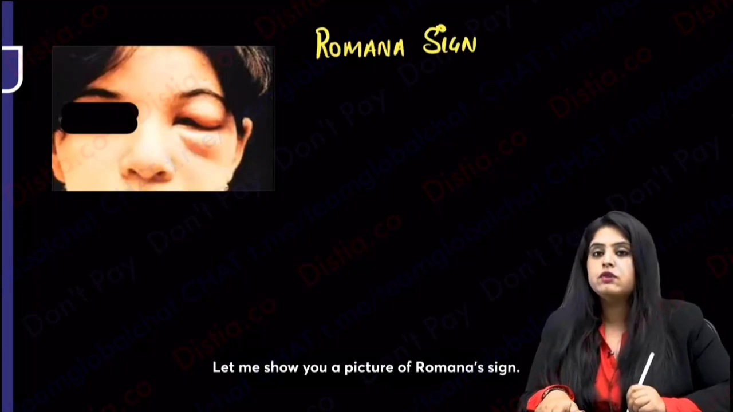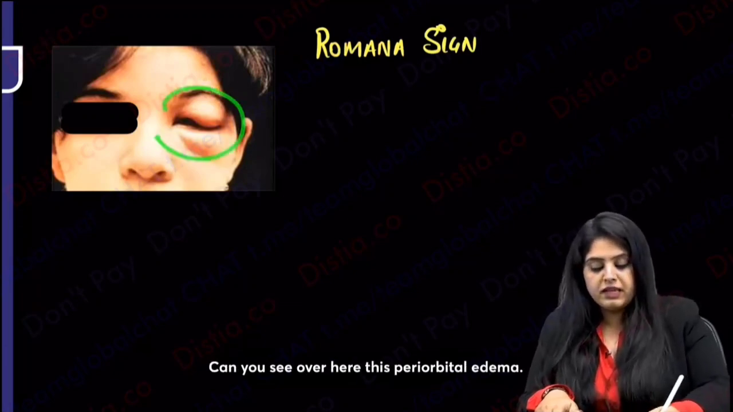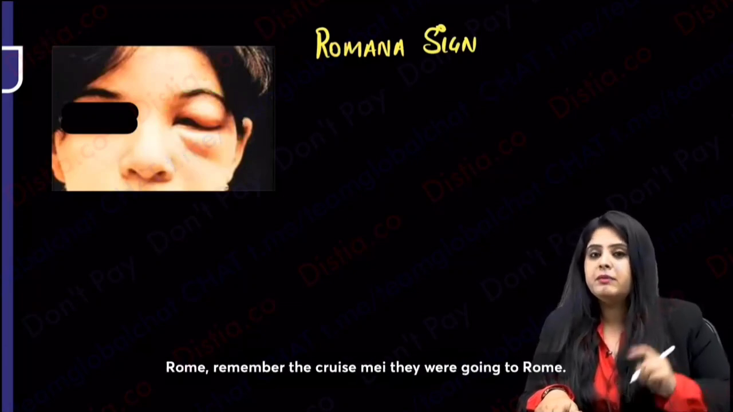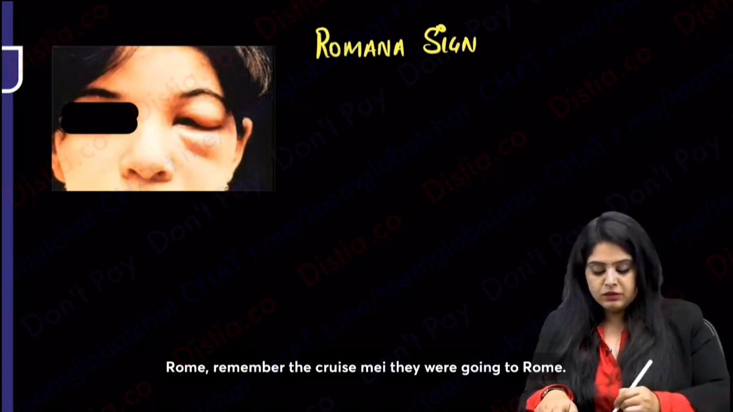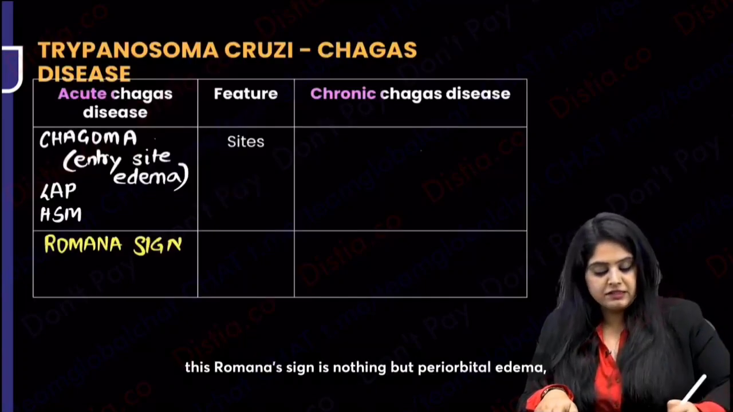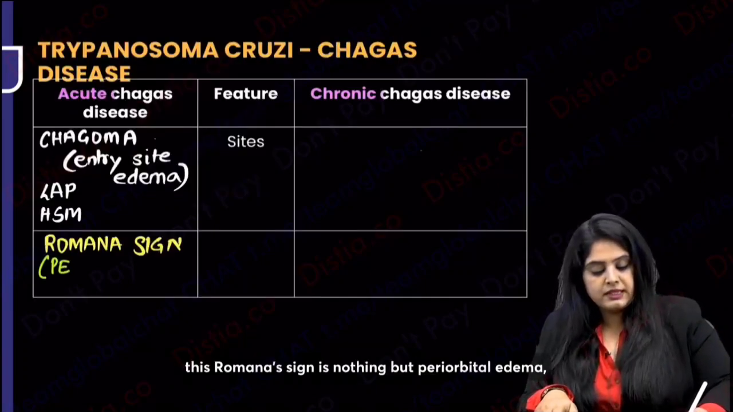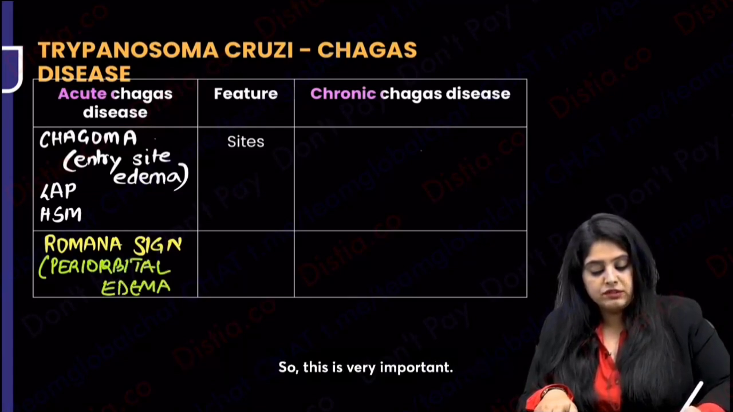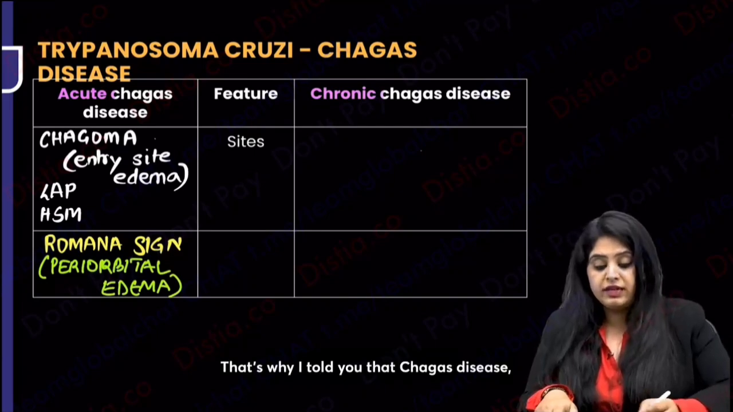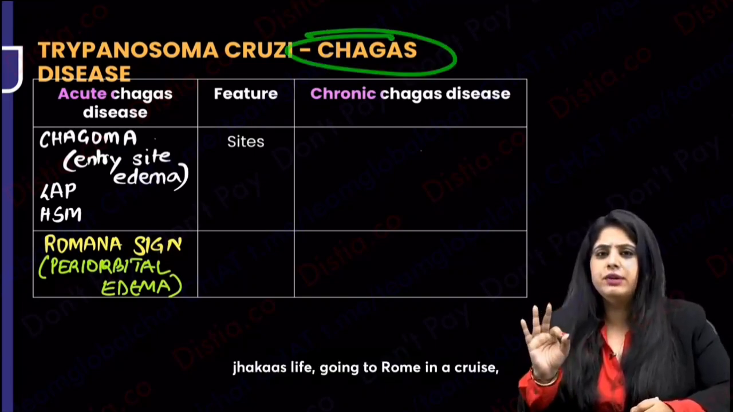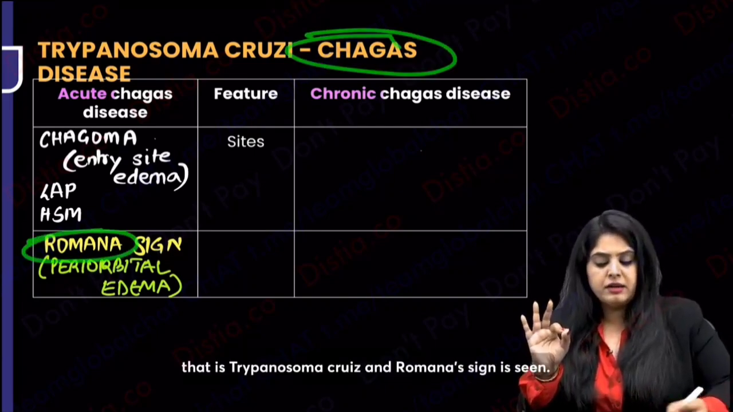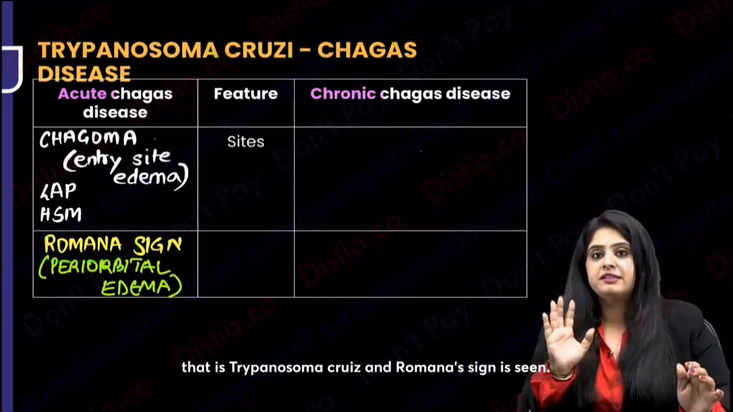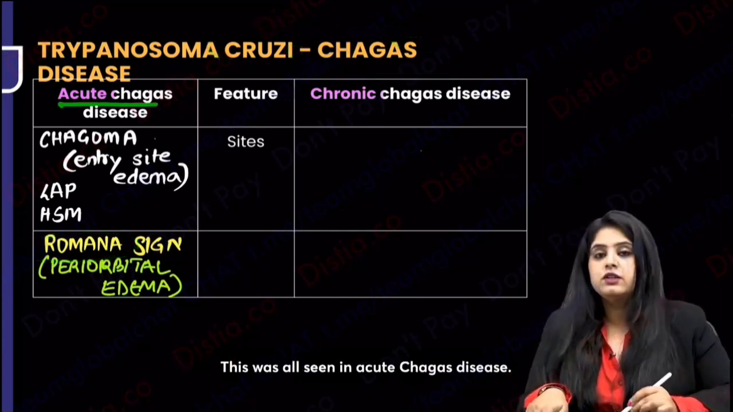Let me show you a picture of Romana sign. Can you see over here this periorbital edema? Rome. Remember the cruise, they were going to Rome. So please remember, this Romana sign is nothing but periorbital edema that you have to know. Periorbital edema. So this is very important. That's why I told you Chagas disease, Jhaka's life, going to Rome on a cruise, that is Trypanosoma cruzi, and Romana sign is seen. This was all seen in acute Chagas disease.